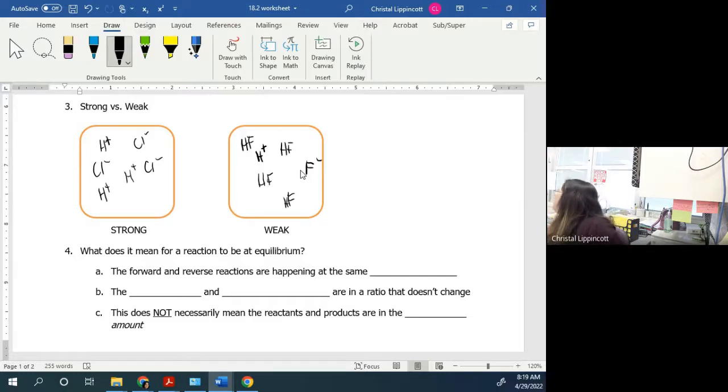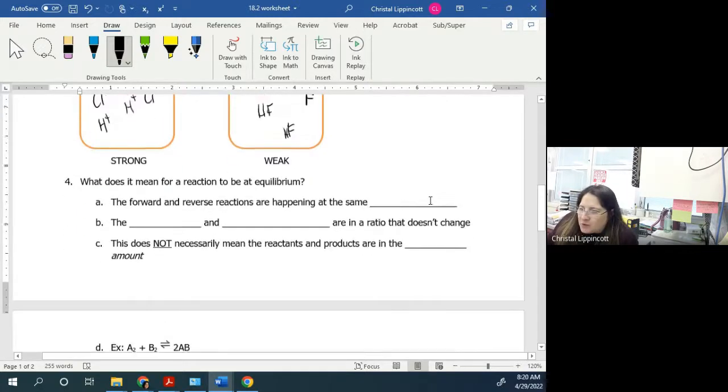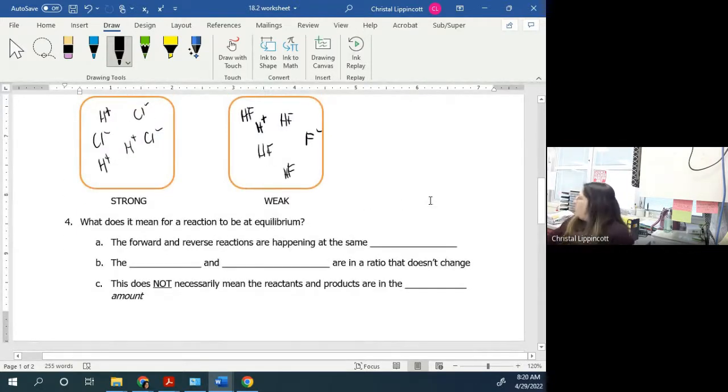I recognize that was an issue, and it doesn't really matter because the answer is easy anyway. All right, so back to here. What does it mean to be at equilibrium in a reaction?